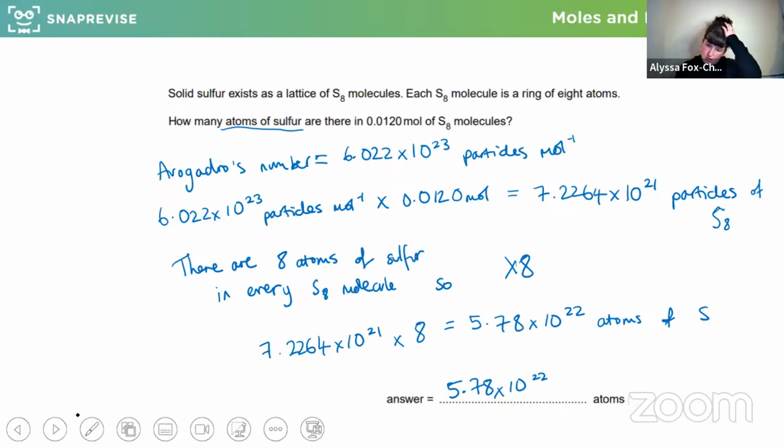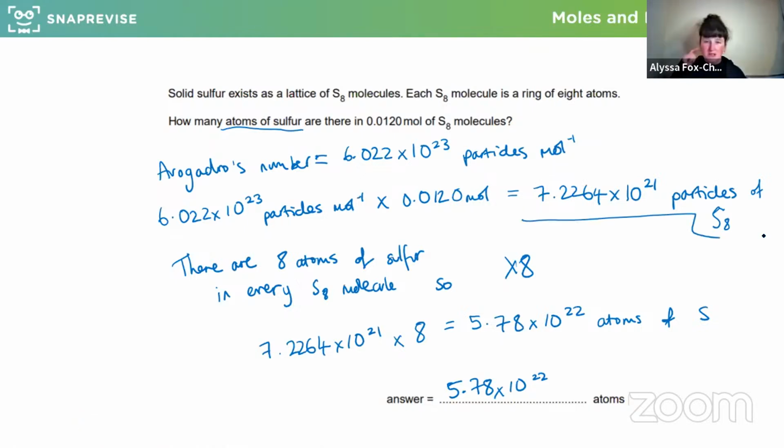Just before I move on, as a quick reminder, lots of people will have just gotten to the point of number of particles of S8 and given that as their answer. But of course, they haven't finished yet. So you must make sure you work out the number of atoms of sulfur to make sure you get full marks.